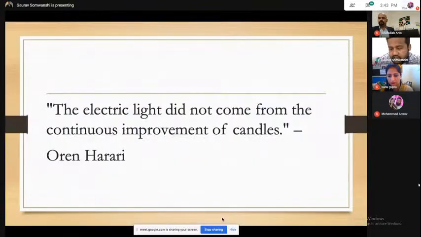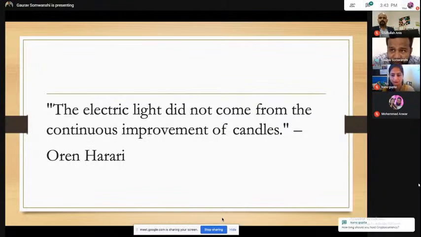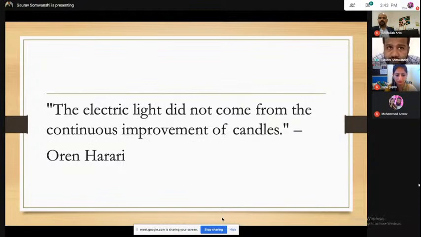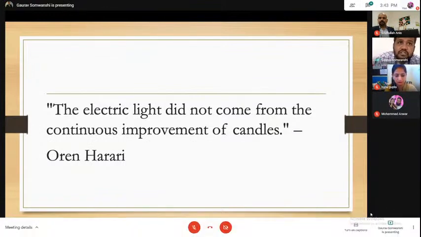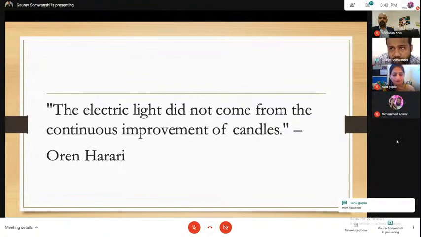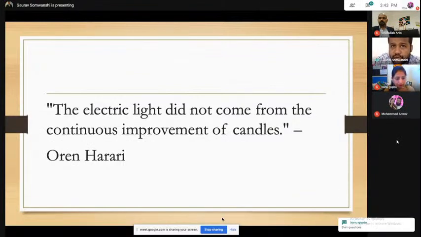And with that, I'd like to end with this quote, that the electric light did not come from the continuous improvement of candles. So sometimes we just have to come forth and bring the electric light. Blockchain could be that. In fact, if you understand the principles, no matter what domain you work in, there is a chance that you could test out some use cases on your own. Because the real change will not come from the developers. The real change when it comes to the blockchain will only come from the domain experts.